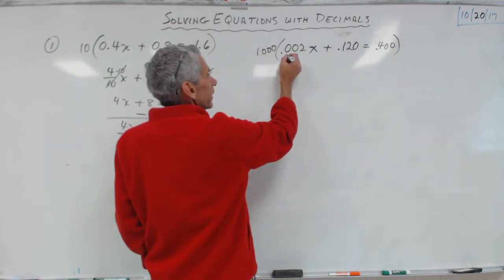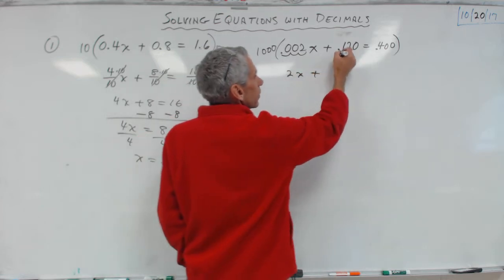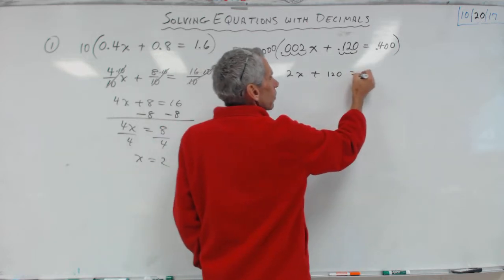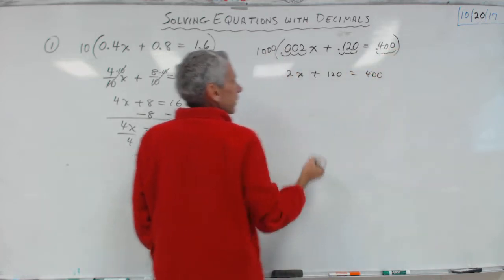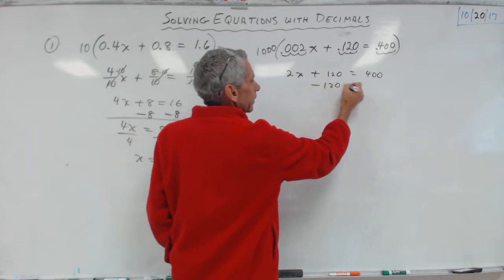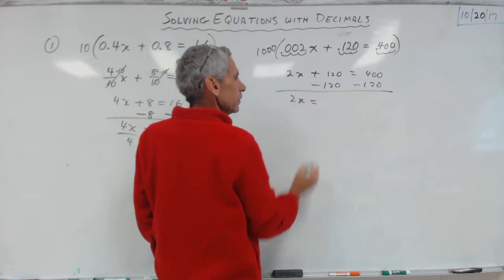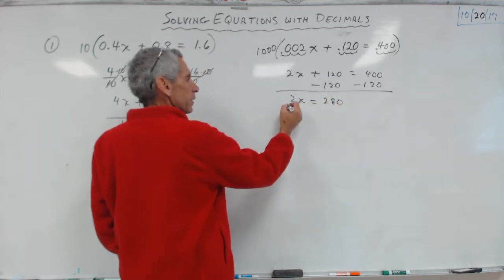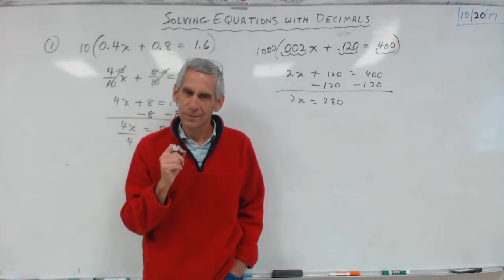And suddenly that's going to move, so that gives me 2x plus 120 equals 400. And then I subtract 120, subtract 120, I've got 2x is equal to, what is that, 280? Yeah. 280.